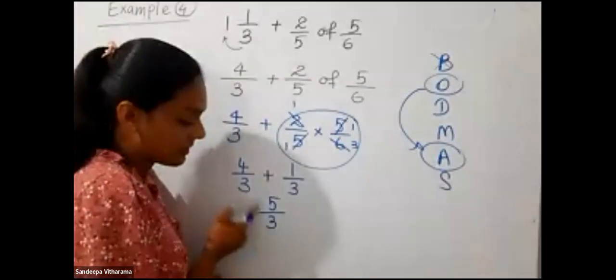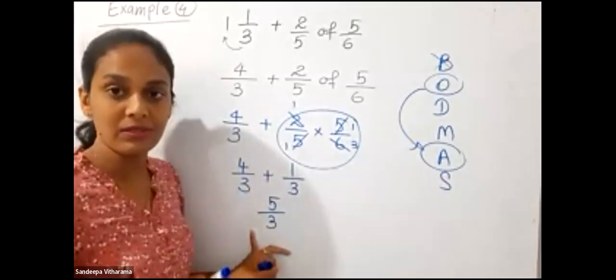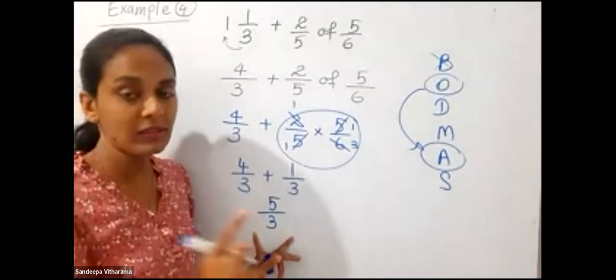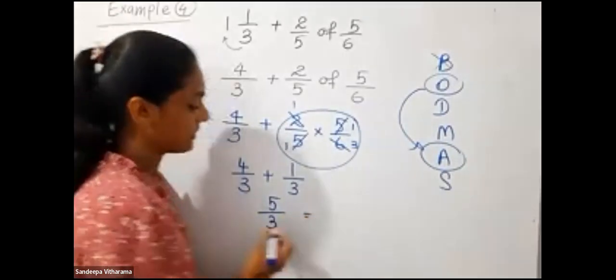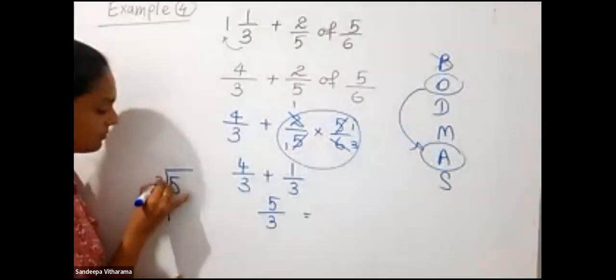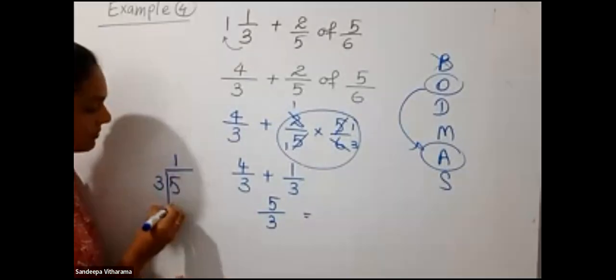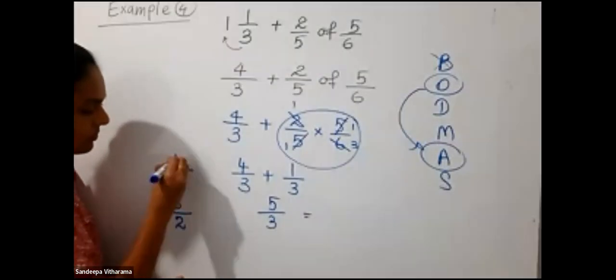Now here it is an improper fraction. When you obtain an improper fraction as an answer, convert it into a mixed number. Don't keep it as an improper fraction in the answer. So how do you convert an improper fraction into a mixed number? Divide the numerator by the denominator. How many 3s in 5? It's 1. 1 into 3, 3. Then the remainder is 2.